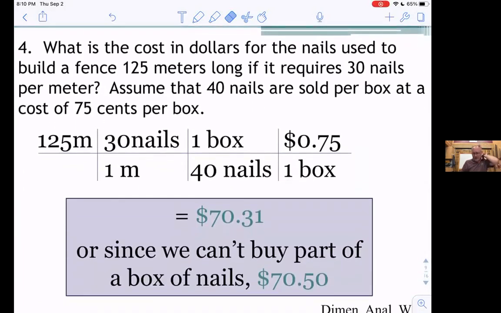This one I really don't like. Actually, I probably should have done something like, if it says it requires 30 nails per meter, it would have been nice if they had used a decimal place here so that you would know how many significant figures these 30s and 40s had. That would have been helpful.